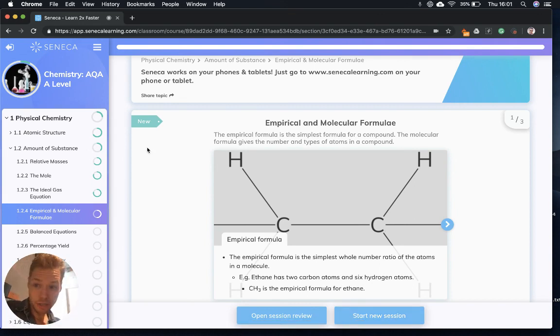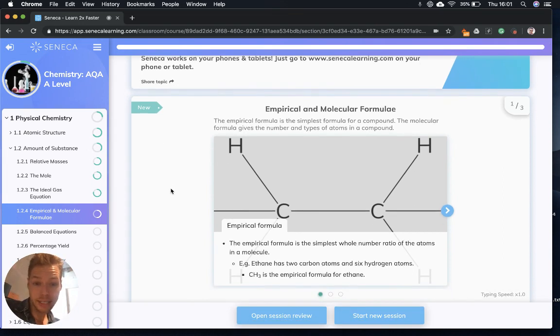Today, I am going to be running through empirical and molecular formulae to get you up to speed on everything you need to know for your A-level exam. So, let's go. What are we waiting for?